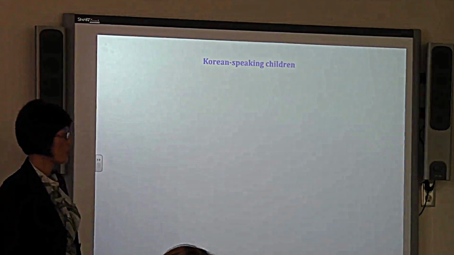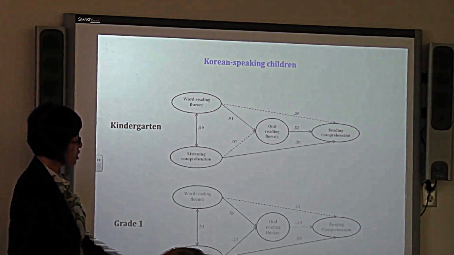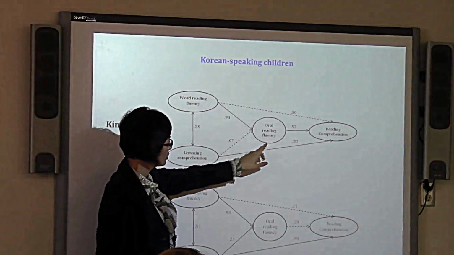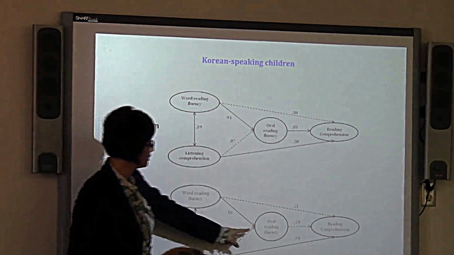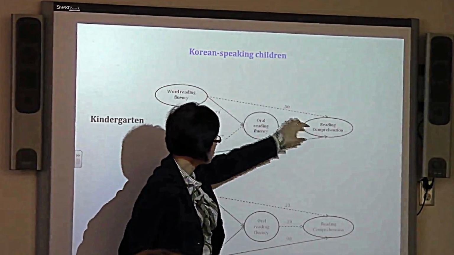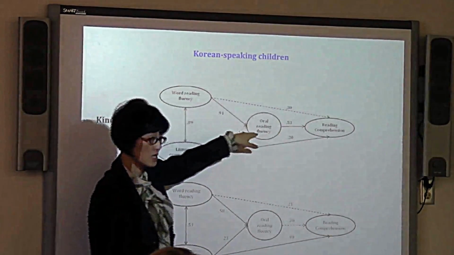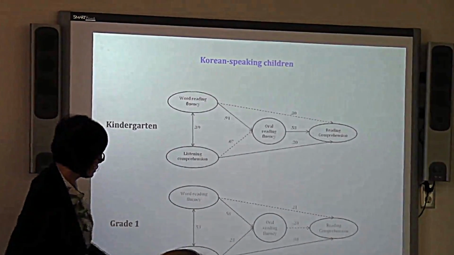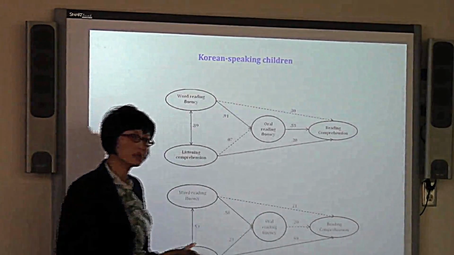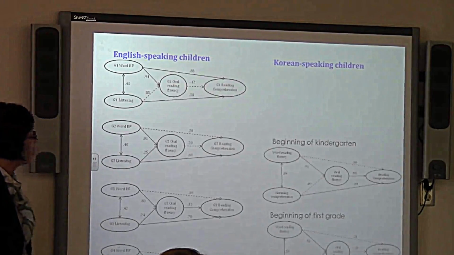Okay. Now for Korean-speaking children, the results for kindergartners and first graders are similar. Kindergartners, listening comprehension is not uniquely related to reading fluency, but for first graders, it is. Now moving on to reading comprehension, for kindergartners, oral reading fluency is uniquely related to reading comprehension over and above their word reading fluency and listening comprehension. Here, for first graders, both are not uniquely significant, but listening comprehension is dominating the relation. Very similar pattern. So if I put them together, the patterns are very similar.